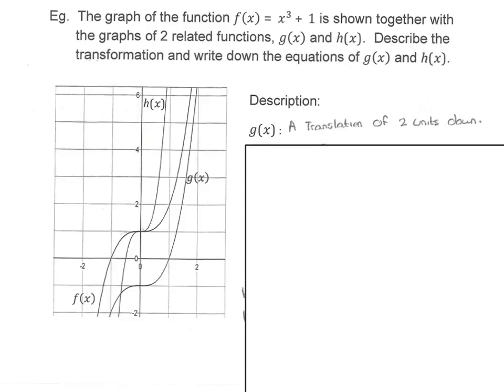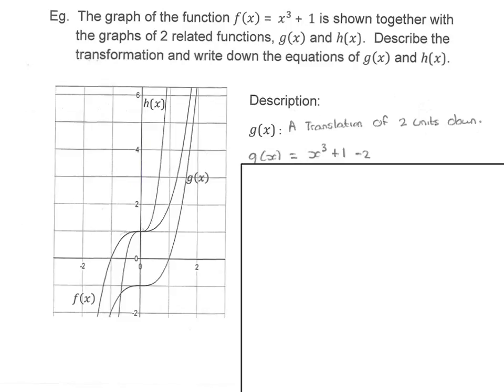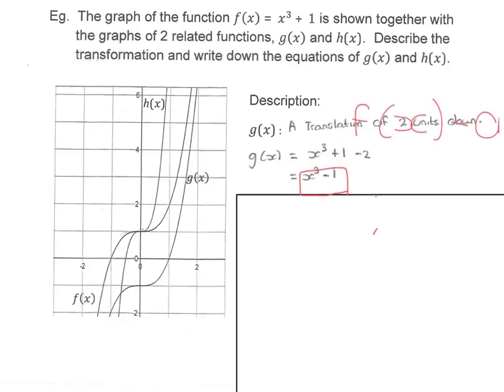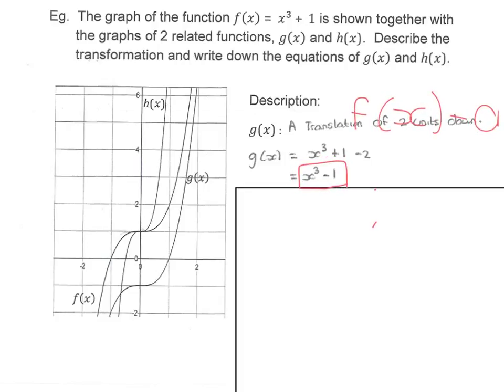Now, what we need to do is write the equation of g of x. So what we do is take our equation for f of x, which is x cubed plus 1, and we want to take 2 away from it. So it's like our original f of x minus a. So you take away the amount you're translating down by. And if we do that, 1 take away 2, we get x cubed minus 1 as our equation for g of x.